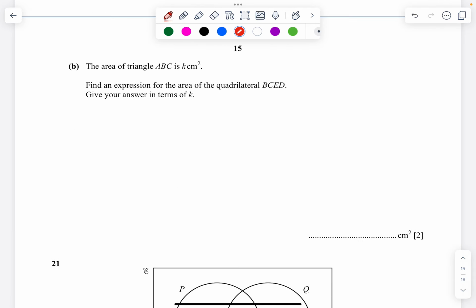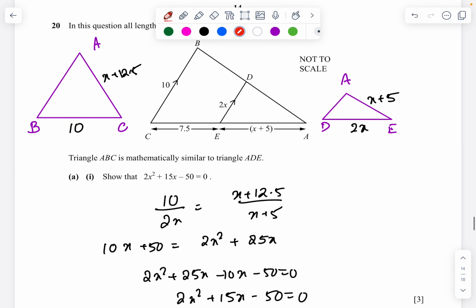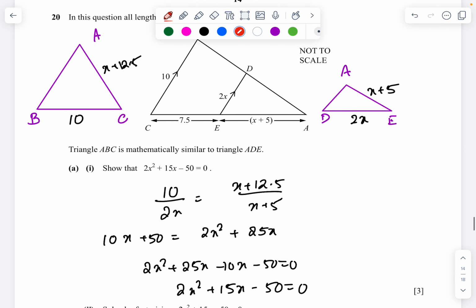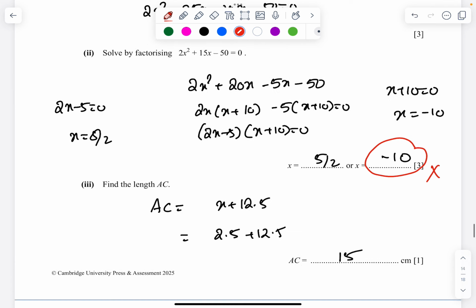The area of triangle ABC is k centimeter squared. Find an expression for the area of the quadrilateral BCED, giving your answer in terms of k. Area of triangle ABC is k. So what's going to be the area of the triangle ADE? Now x was 2.5, so this side will be 5.